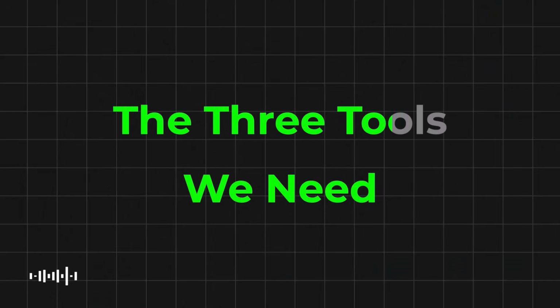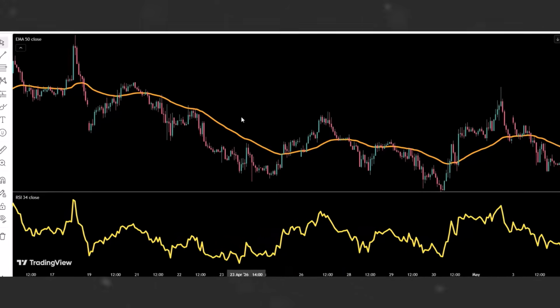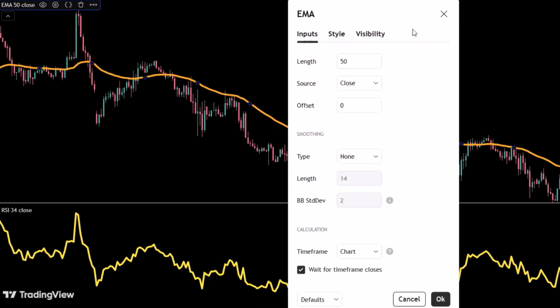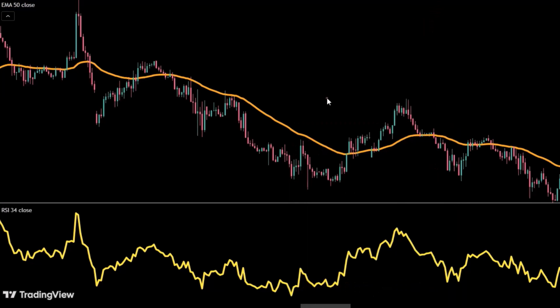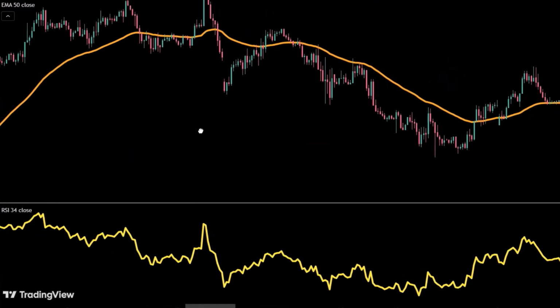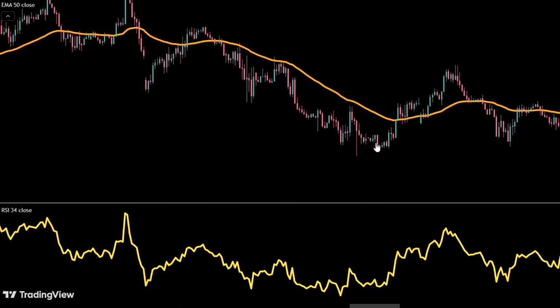The 3 tools we need. Let's prepare the chart. We only need 3 things for the strategy. First, let's add a 50 EMA to the chart. The job of the EMA is very simple. It tells us which direction we should trade. When price is above the 50 EMA, we'll look for buy setups. When price is below the 50 EMA, we'll look for sell setups. We are not using the EMA as an entry signal. It's simply our trend filter.